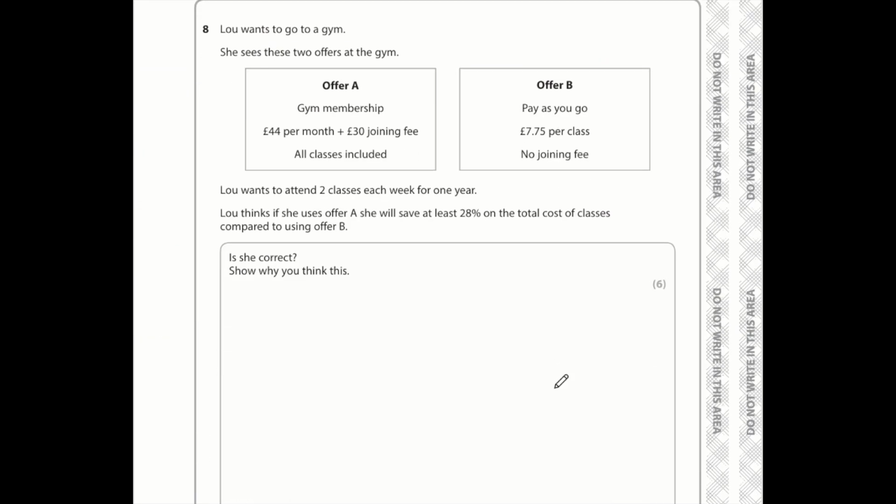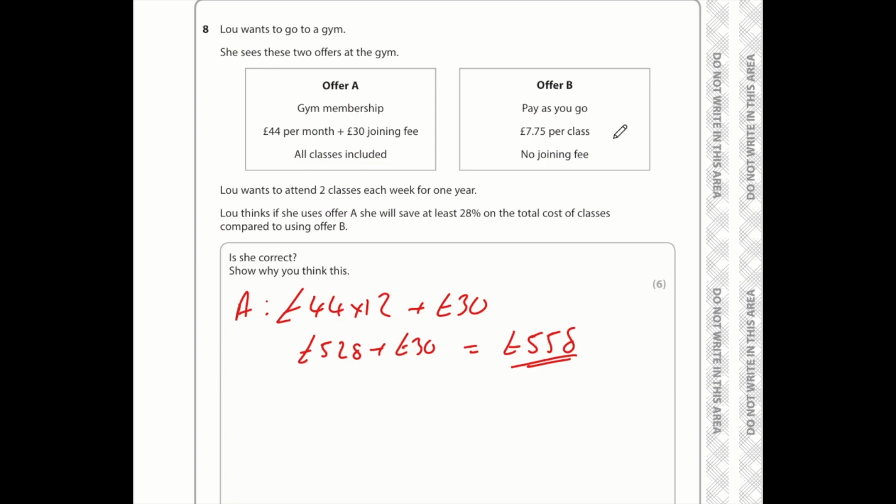Okay, question number 8, the gym question. So offer A, quite easy to calculate, is just £44 times 12 plus the joining fee of 30. 44 times 12 is 528, plus the 30 comes to 558. Option B, just paying per class, so it's £7.75 times 2 because she wants to go twice a week, times 52 because there are 52 weeks in a year, takes us to £806.